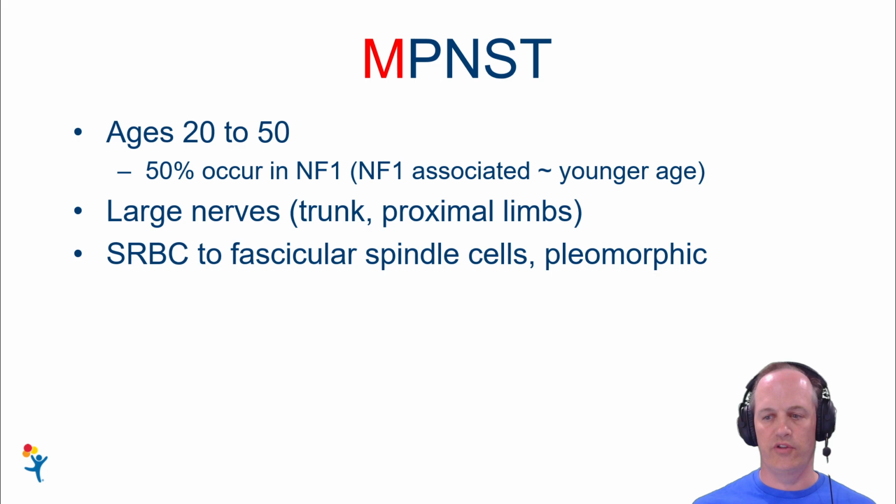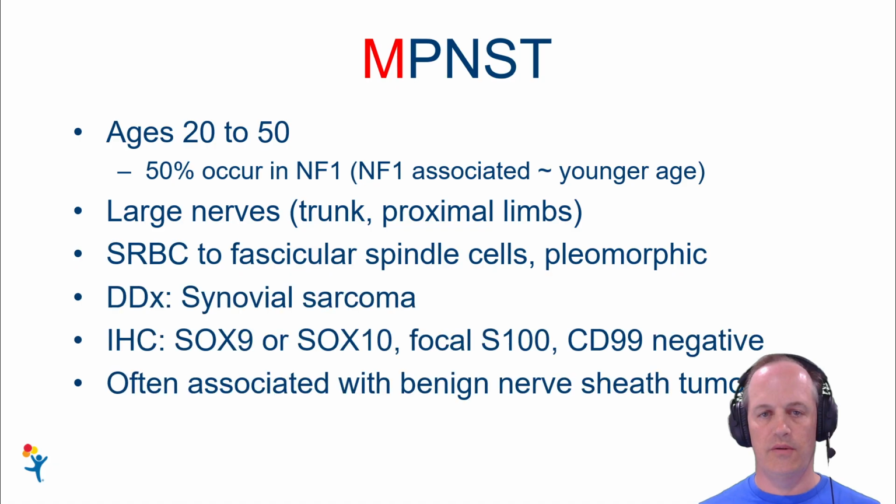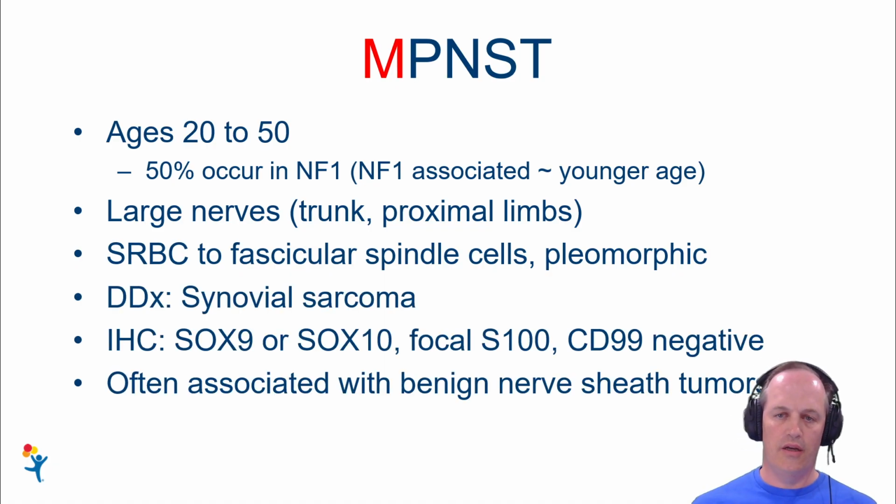So because MPNST is from the peripheral nerve sheath, you're going to find these tumors in places where there's a lot of peripheral nerve sheath. So large nerves in the proximal limbs and the trunk. And the morphology of these tumors can really be small round blue cell to these pretty well differentiated, very fascicular tumors. But the thing that's really going to help you distinguish these from other things is that they're much more pleomorphic. We've talked about a lot of things that have translocations and are very monotonous, but this is relatively pleomorphic compared to things like synovial sarcoma.